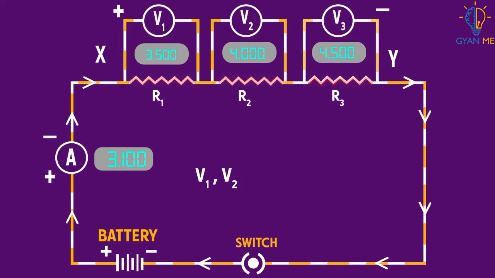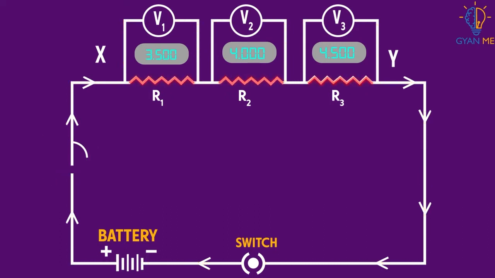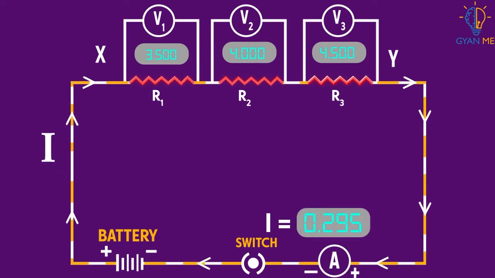And V1, V2 and V3 are smaller than the voltage of the external battery V. Now let's change the position of the ammeter and measure the current at different positions in the circuit.